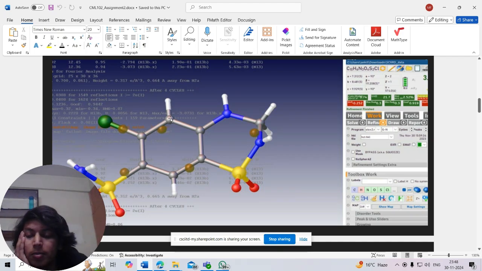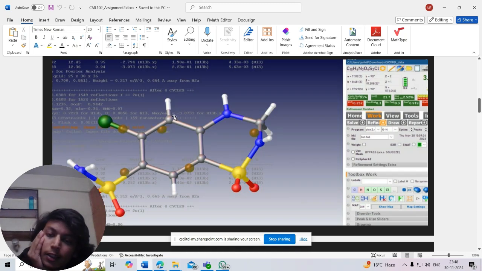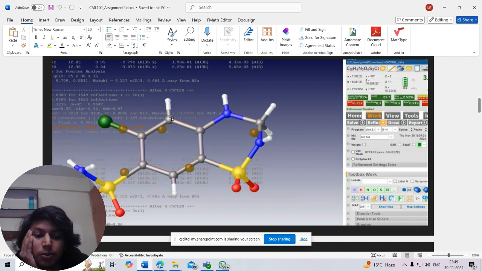And then these carbon atoms, in the case of this phenyl ring, are in sp2 hybridization. So the hydrogen atoms will be in a plane. Based on that, I can guess my hydrogen atoms. Or simply, we can directly add these hydrogen atoms using the software. That will also be helpful. And then we can further refine my R factor.